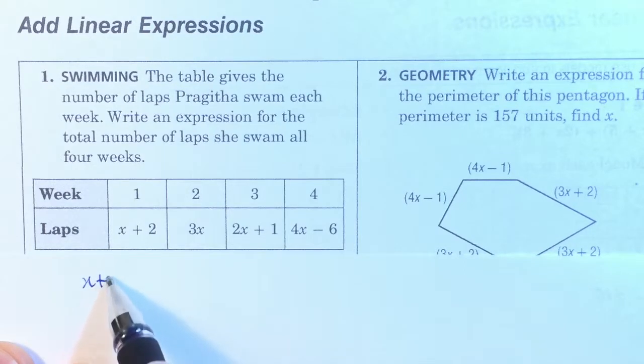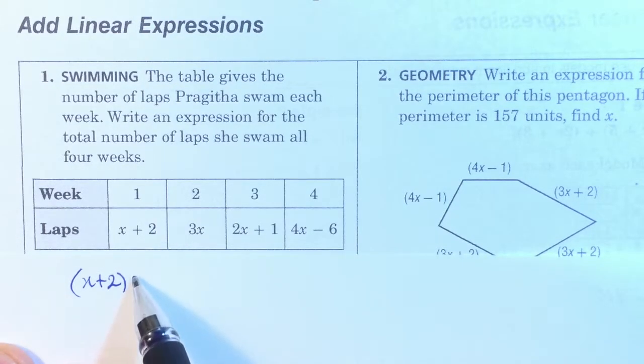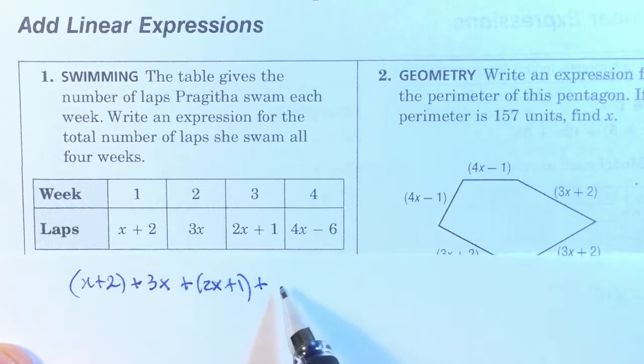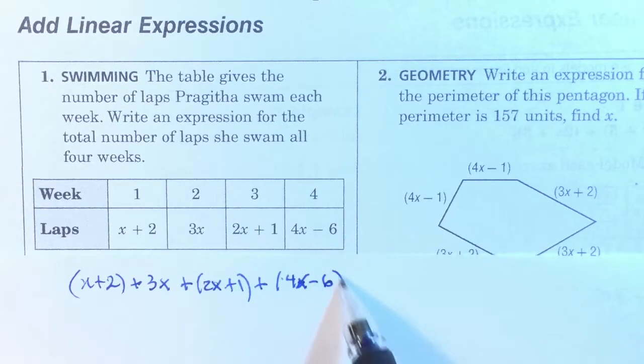x plus 2 is my first week, plus the second week, that is 3x, plus the third week, that is 2x plus 1, plus the fourth week, that is 4x minus 6. Now, the only thing we need to do is identify the like terms, meaning the ones in x.